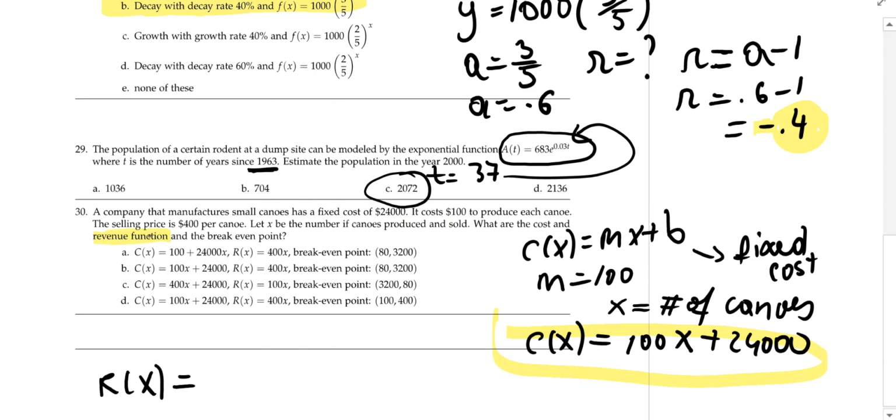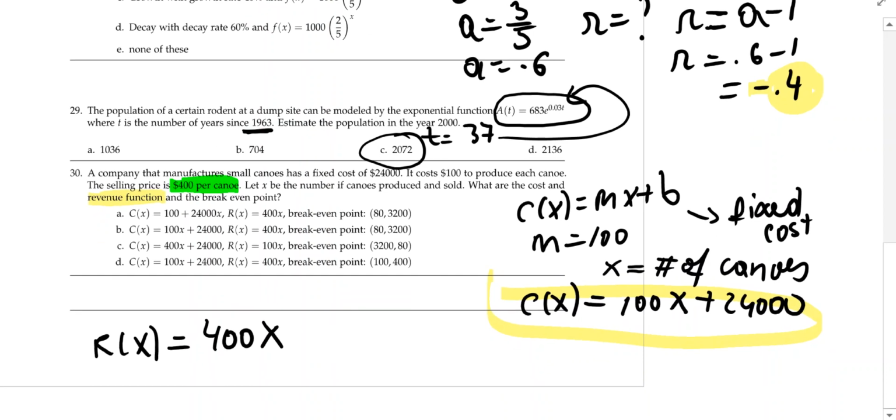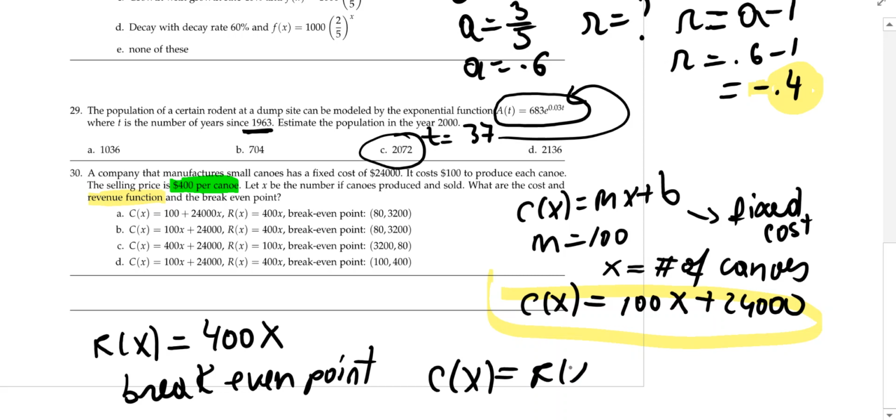So it says the selling price is 400. So basically the revenue function is going to be 400x. Well, if you sell one canoe, you get 400. If you sell 2 canoes, x equals 2, you get 800, and so forth. And then the break-even point means where the cost equals the revenue.